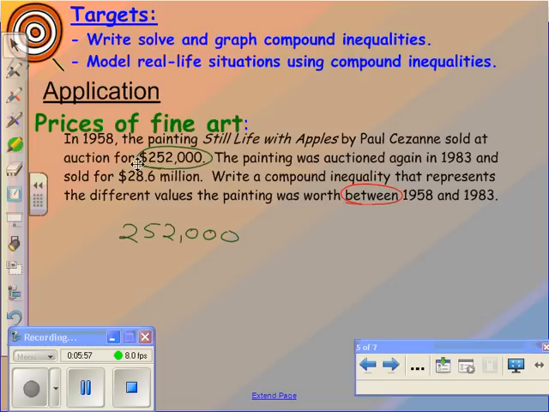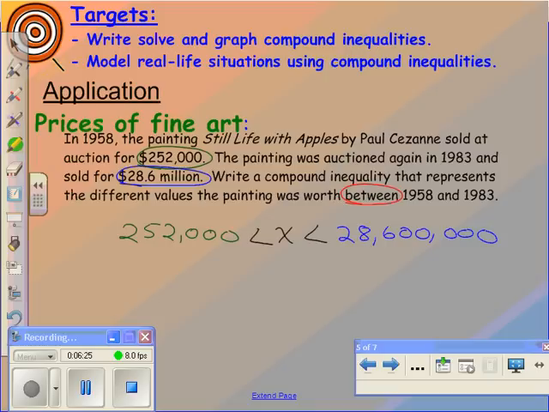So on the right-hand side, I'm going to write 28.6 million. So I'm going to take that number here, and I'm going to write 28,600,000. Remember, this is an "and" statement. So in between here, I'm going to put less than X and less than X.